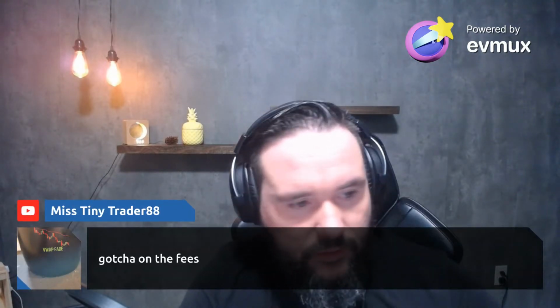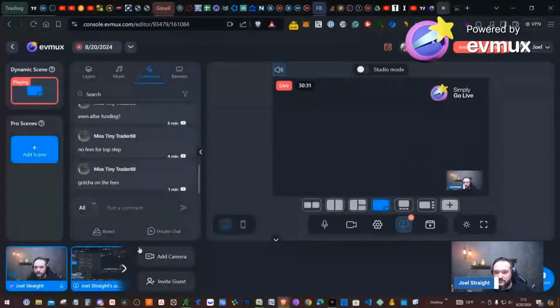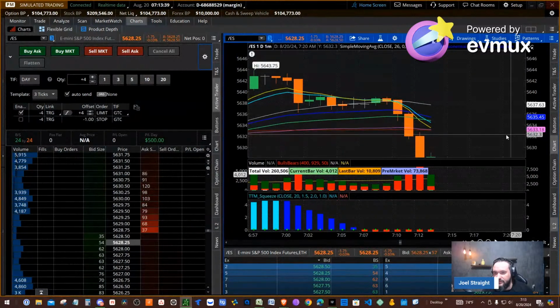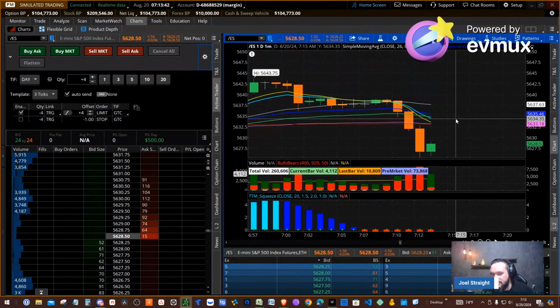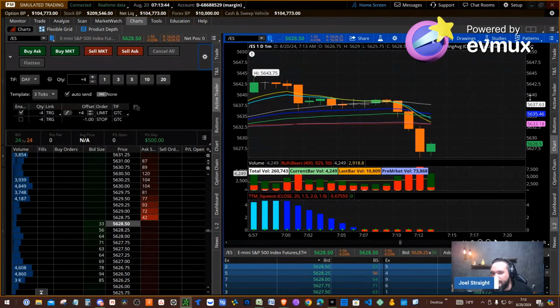Yeah, and I'll figure out on the fees while trading in a funded account. Because that obviously makes a pretty big difference. But no fees on the evaluation account, which should make it easier to earn funding.